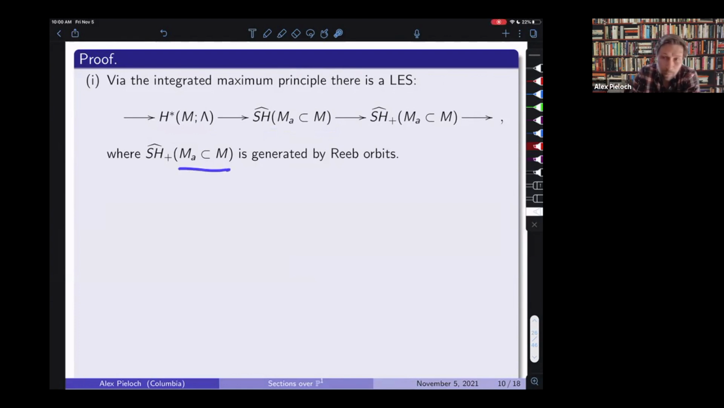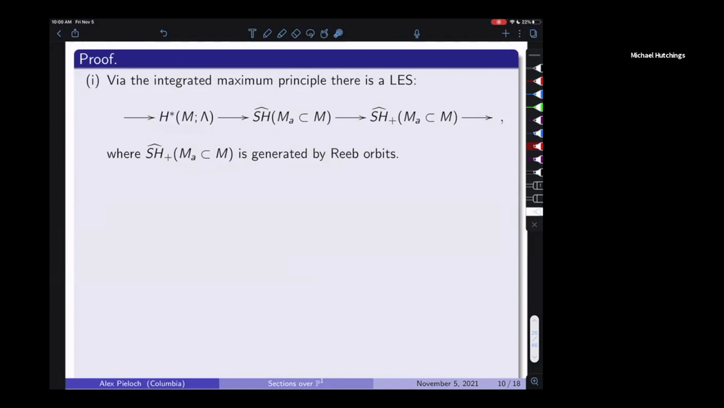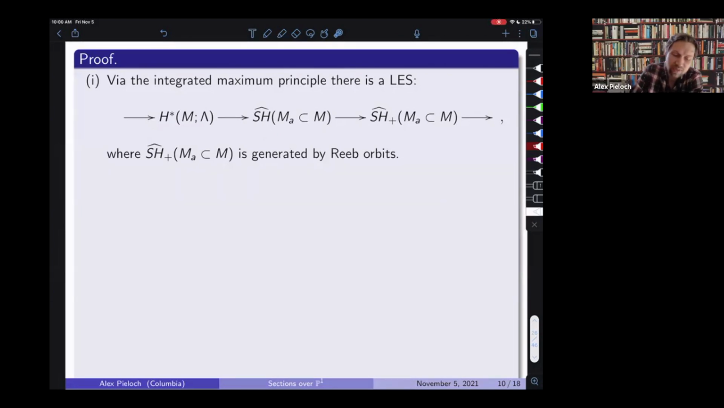So the setting in which I am working is a non-exact setting here. And so I don't necessarily have an action filtration. And so what I do instead is I just construct this filtration by hand using an integrated maximum principle. So we get some long exact sequence that's relating the cohomology of our space with this local symplectic cohomology of our compact subset M sub A. And one way that you can think about the cone, or the relating term in this long exact sequence, is it's some completed analog of positive symplectic cohomology.